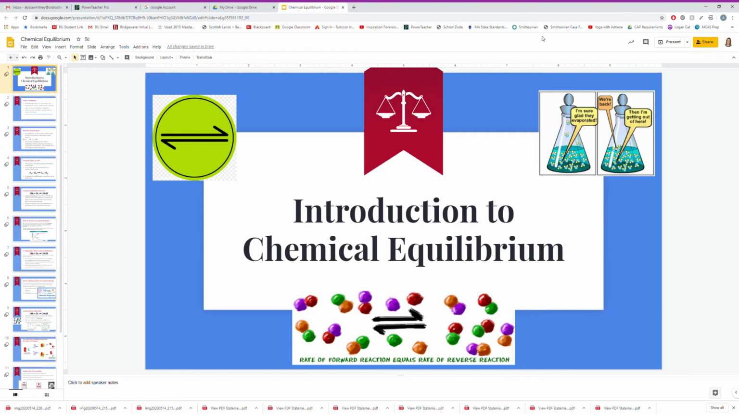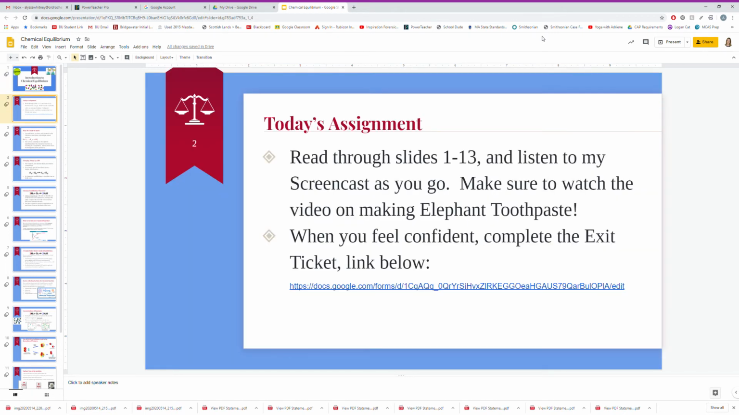So this equilibrium is just a little intro in the middle of thermo and acid-base. For today's assignment, you are going to read through these 13 slides and listen to my screencast as you go. On the very last slide, there is a video that is a demo on making something called elephant toothpaste. It's a cool demo. It ties in a couple of things that you're going to learn about here, so that's a good thing to end with. And then when you feel all set and ready to go, there is a link to this exit ticket. I will also link this video in after I've made it.